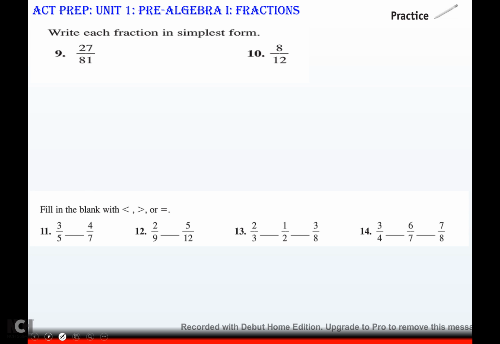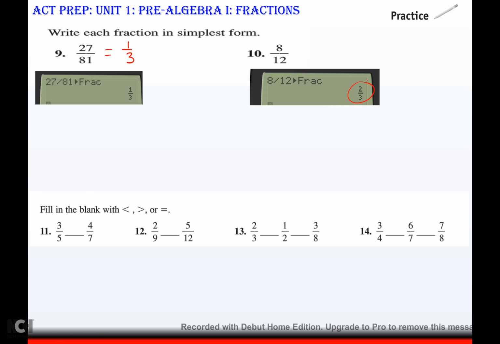Alrighty, this one wants us to write each fraction in simplest form. Easiest way to do that is to type it in and hit math enter. 27 over 81 reduces down to 1/3. 8 over 12 reduces down to 2/3.